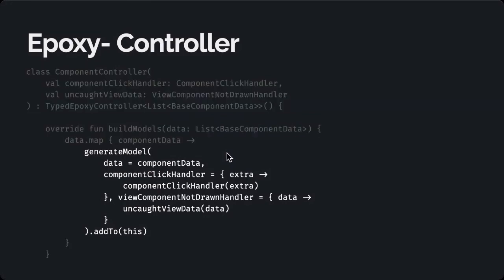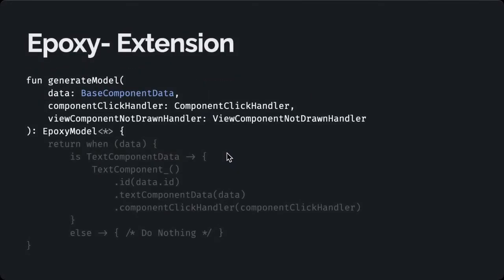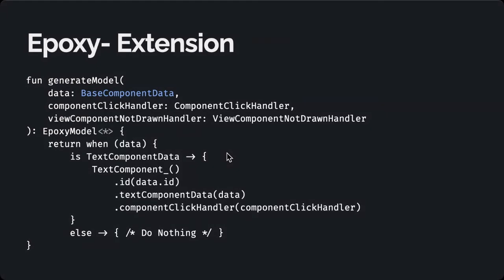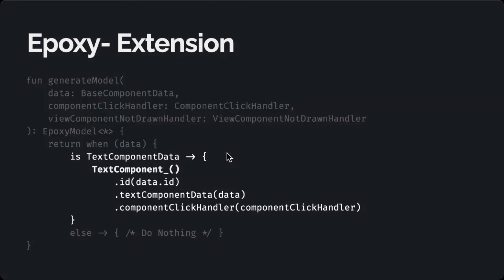Now, what we're doing here in the generate model is pretty straightforward. It's just an extension function, which is taking the data or a state, converting it into an epoxy model so that the epoxy recycler view, or the controller in this case, can then react to it. It's a very simple when clause. There could be multiple maps. I'm just showing you a very one-to-one mapping of a text to its text component data. What we're doing here is, if the type is text component data, because of the discriminator, we are telling exactly what that view type is.